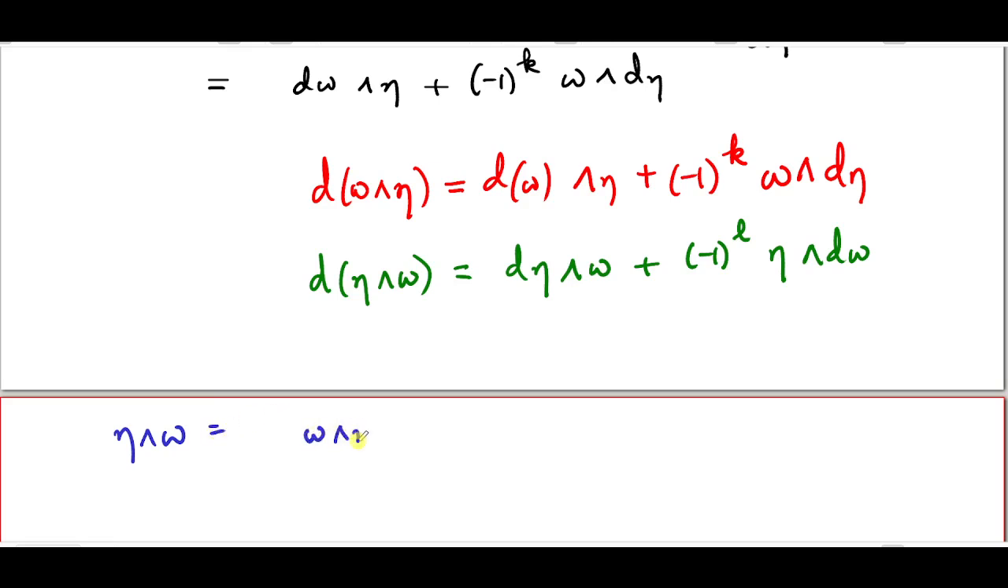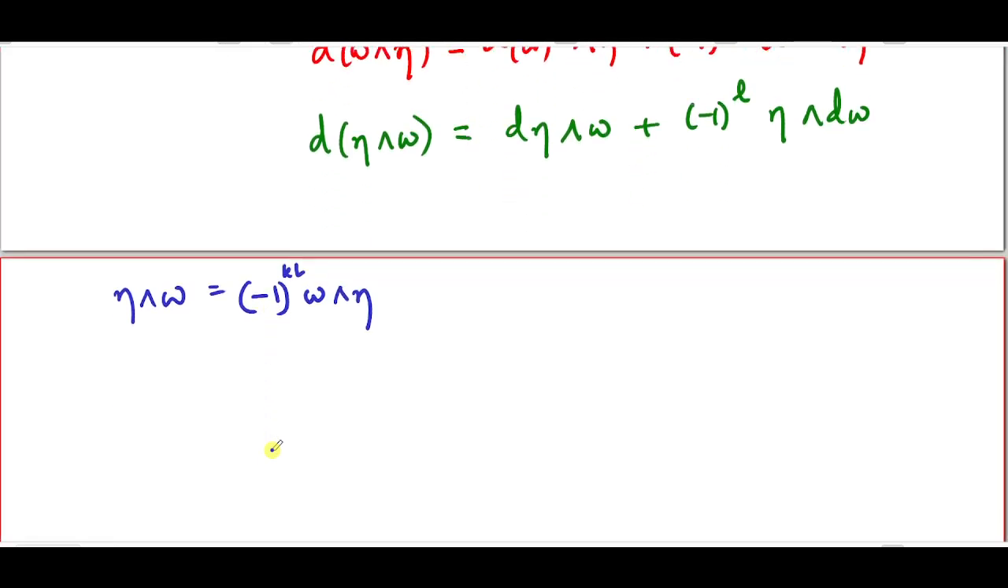They are not necessarily equal to each other. There is a factor in front which is minus 1 to the kl. Let me remind you that the wedge product is commutative if any one of the two forms or both are of even order. If both of them are odd rank, then the wedge product anti-commutes, which of course is something we have been using so far. If you have two one forms, their wedge product definitely anti-commutes.